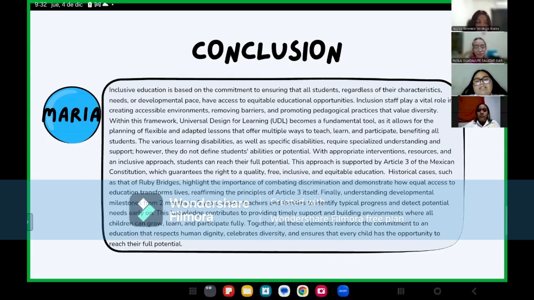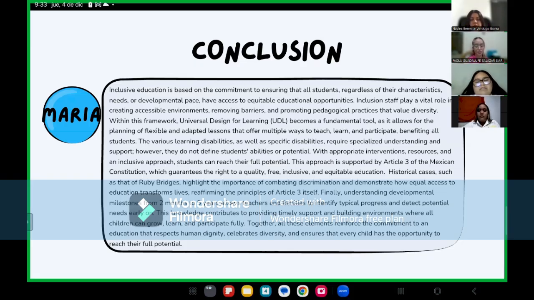Finally, understanding developmental milestones from two months to 5 years allows teachers and families to identify typical progress and detect potential needs early on. This knowledge contributes to providing timely support and building environments where our children can grow, learn, and participate fully.